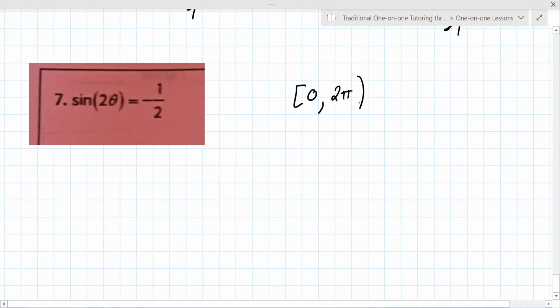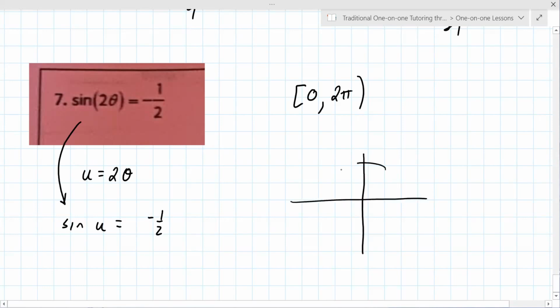All right, so there's several different problems here, but they all get condensed to the same type. So I'm going to make a substitution here. I'm going to let u equal 2 theta. So this becomes sine u equals minus 1/2. So on your unit circle, where is the y value equal to minus 1/2? So that's going to be here and here.